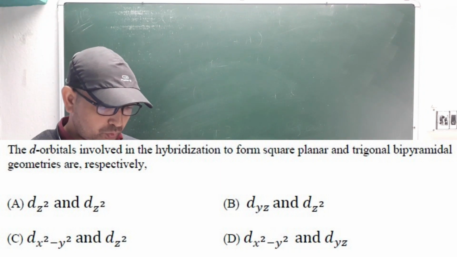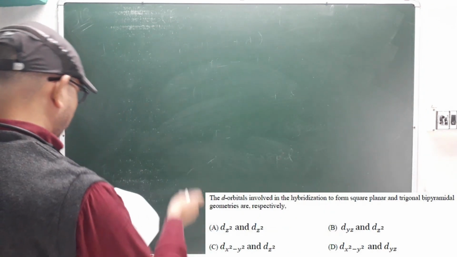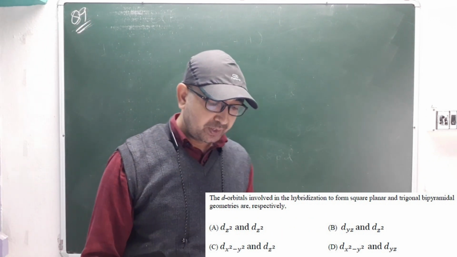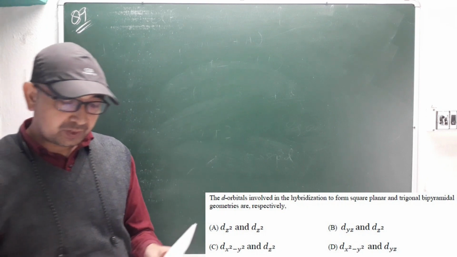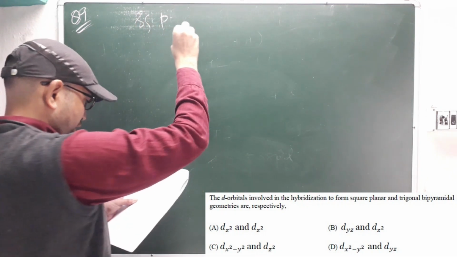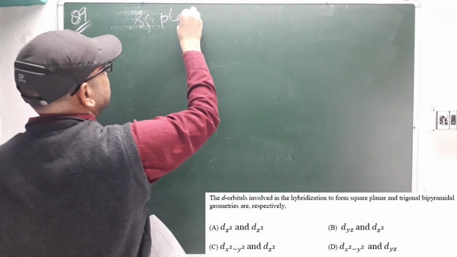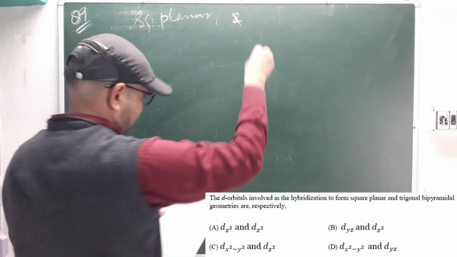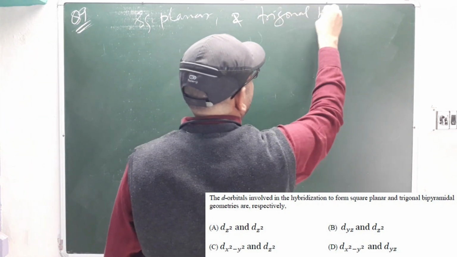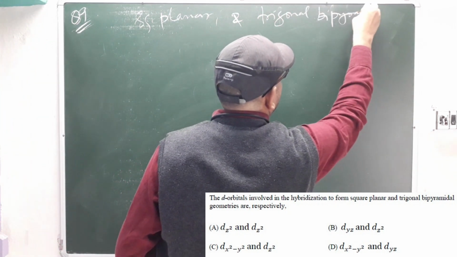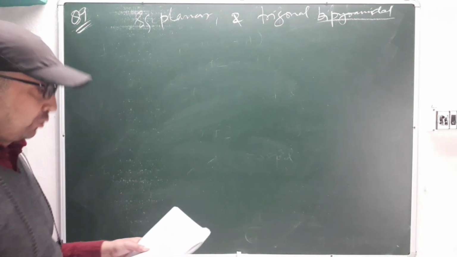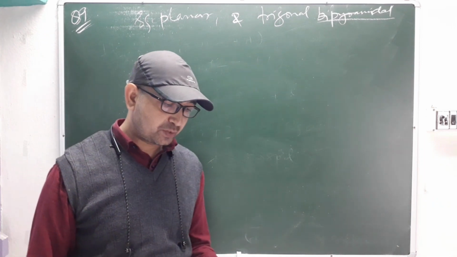Okay, so 2020 question number 9. The d orbitals involved in the hybridization to form square planar and trigonal bipyramidal. Okay, they are asking for square planar and trigonal bipyramidal geometries, respectively.